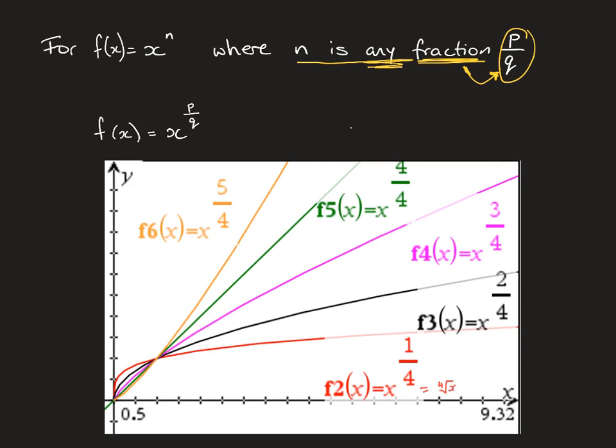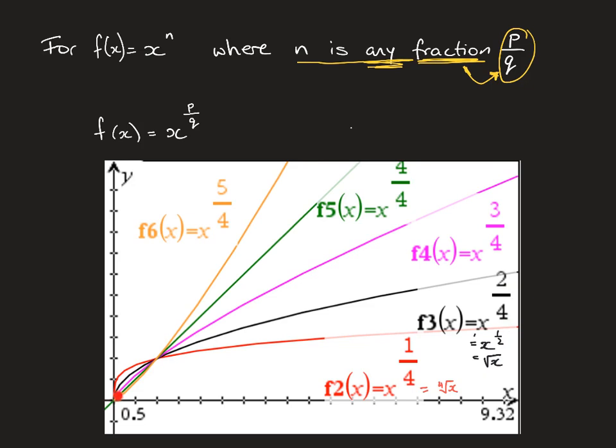The next one that we're looking at is x to the power of 2 over 4. So we know 2 over 4 simplifies to be a half. So this is actually equal to x to the half, which is our square root of x. So this black square root graph here is in fact the graph of x to the half. If you've got a fraction that you can cancel down as your power, sometimes it makes it easier to see what it is.